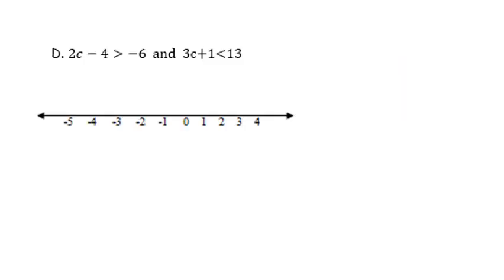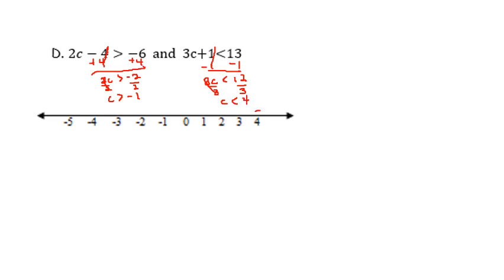All right, looking at this problem, we need to solve for c on both of those. So let's go ahead and add 4 to both sides. That gives us 2c is greater than negative 2. Divide by 2. And we get c is greater than negative 1. On the next one, we subtract 1 on both sides, and we get 3c is less than 12. Divide by 3, and we get c is less than 4.